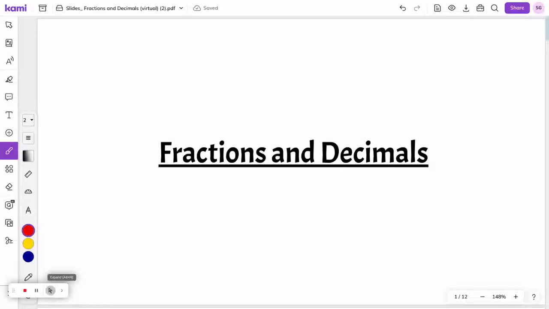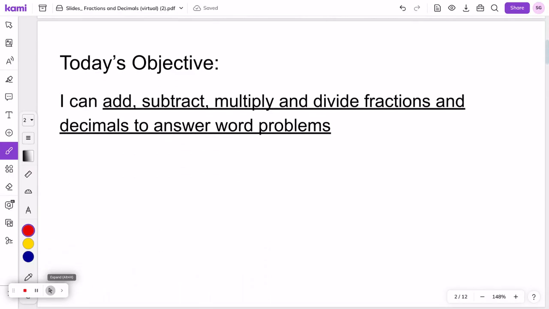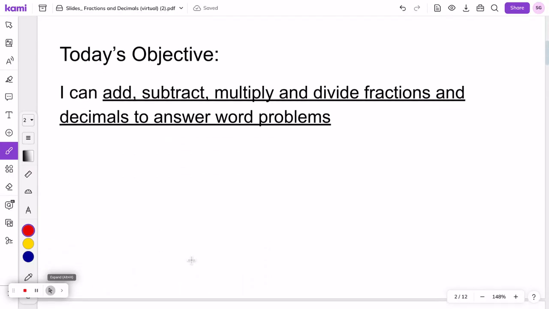Hello, math students. This lesson is called Fractions and Decimals. In this lesson, we are going to talk about how you can add, subtract, multiply, and divide fractions and decimals to answer word problems. If that sounds like a lot, it is.